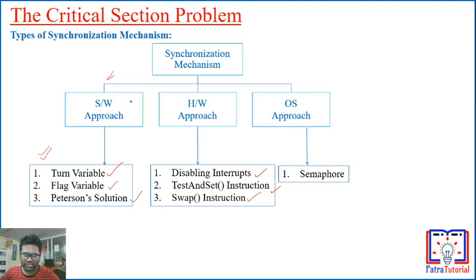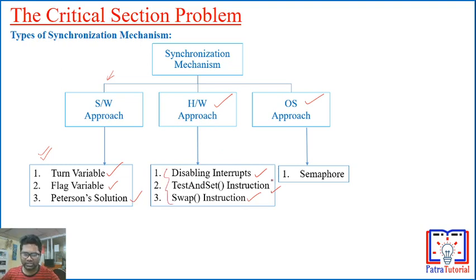So these are the different solutions or approaches for the synchronization mechanism. First one is the software approach, second one is the hardware approach, third one is the OS approach. In the software approach we are studying the turn variable, second is using a flag variable, and third one is Peterson's solution. And in the hardware approach we'll be studying these three things.